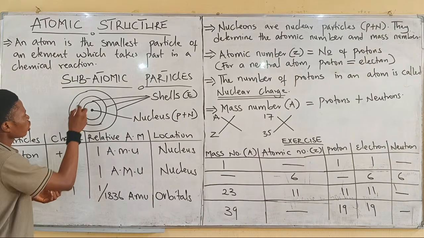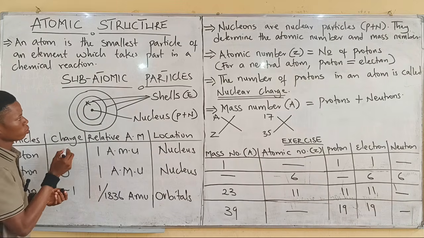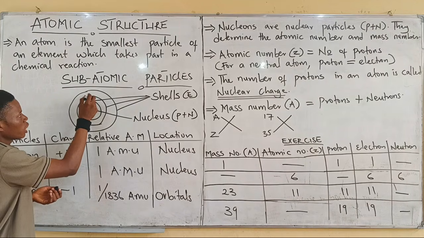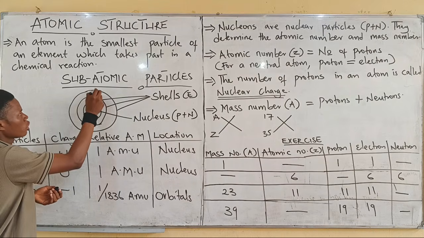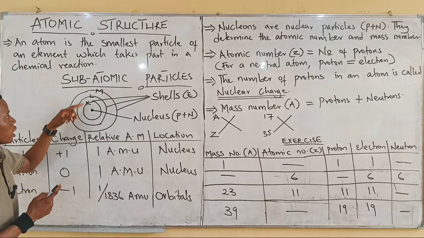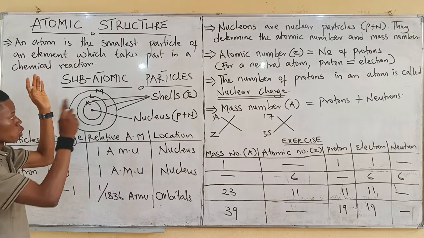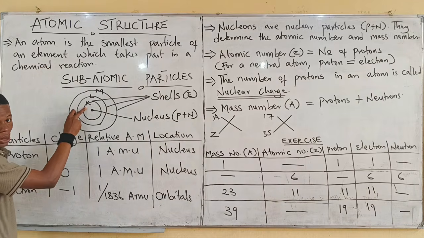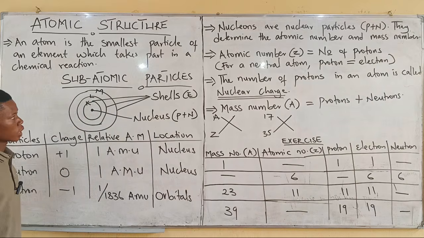Now, this first shell you're seeing is called the K shell. The second one is called the L shell. Guess the third one? M. It's just like counting A, B, C, D, but you're starting from K. K, L, M. The next one would have been N, and it continues like that. Take note: first shell is the K shell, next is the L shell, and next is the M shell.